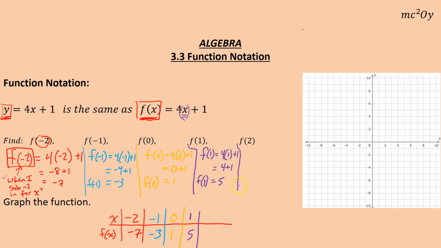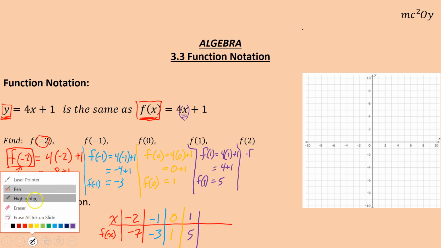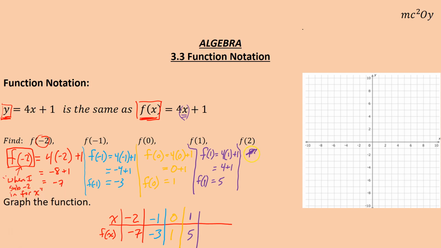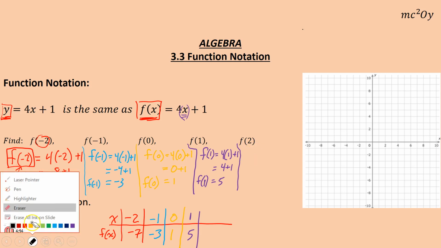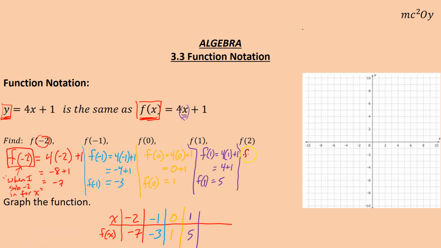And my last one, f of 2. Let's use a different color to keep that. Sorry about that. We'll use a different color. And go. So we have f of 2 is equal to 4 times 2 plus 1, or 8 plus 1, which is 9. So f of 2 equals 9. So we have 2, 9.